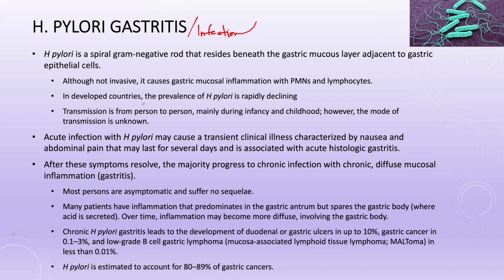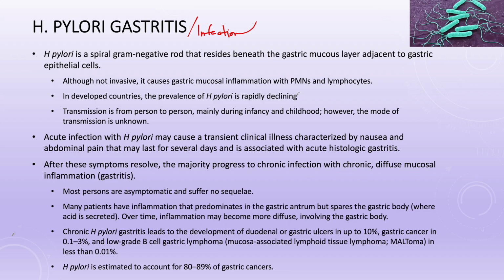We tend to see it in the stomach, but it can cause mucosal inflammation. And in developed countries like the US, the prevalence is actually rapidly declining, so we're tending to see this less and less. The transmission is from person to person. It's not completely well understood how it's transmitted. We think there are some components of fecal-oral, oral-oral.